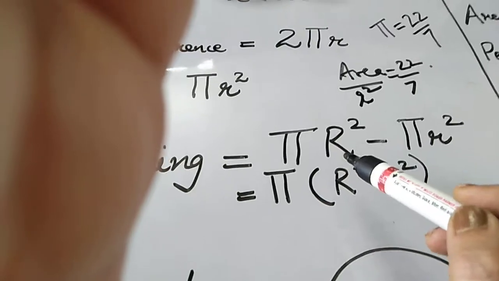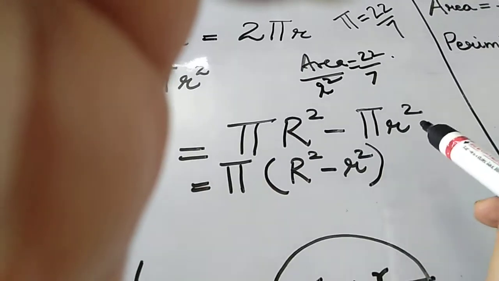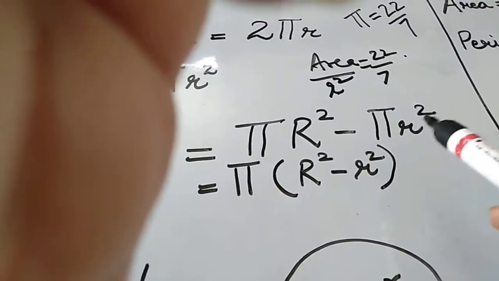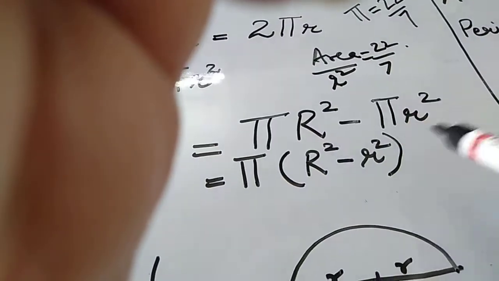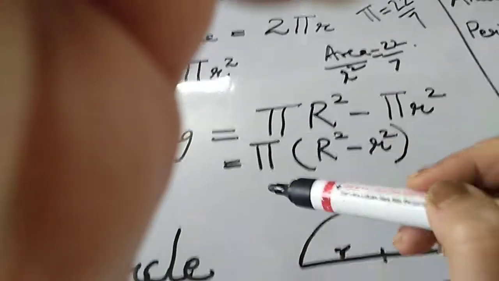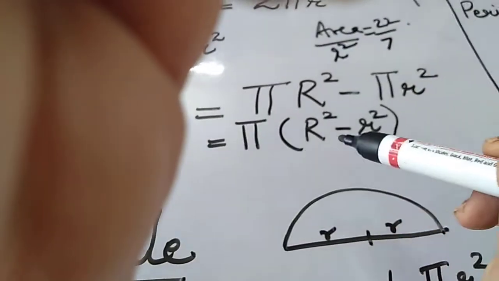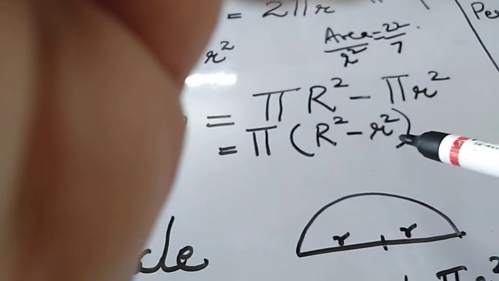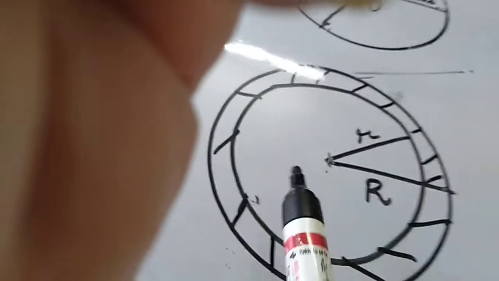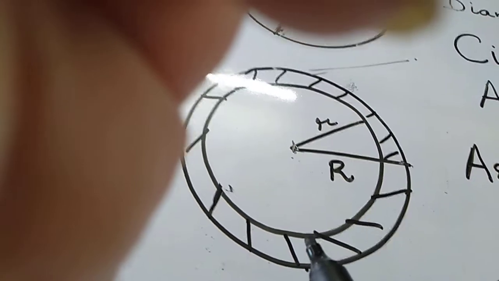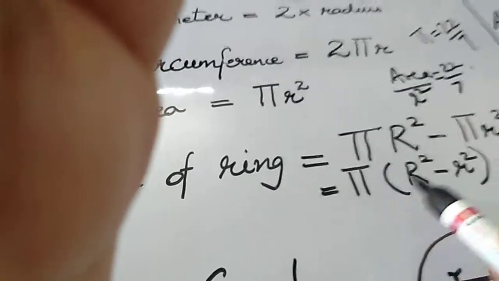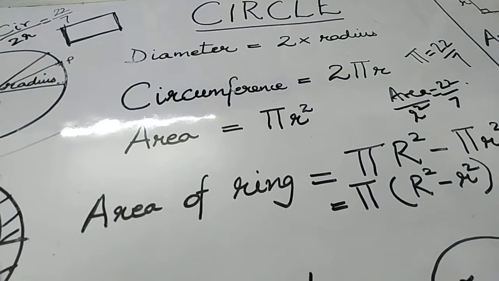Pi into capital R square, minus pi into the area of the inner circle, which will be pi into small r square. Area of the outer circle is pi capital R square minus pi small r square. Now if you factorize this, take pi out, you get pi into R square minus small r square. This is when we have to find the area between two concentric circles, or we call it a ring. Then we use this formula: area of ring is pi into R square minus r square.